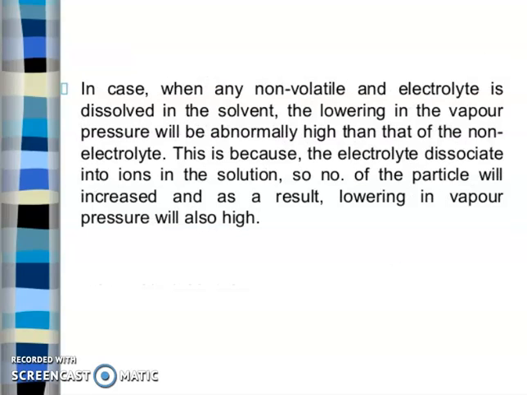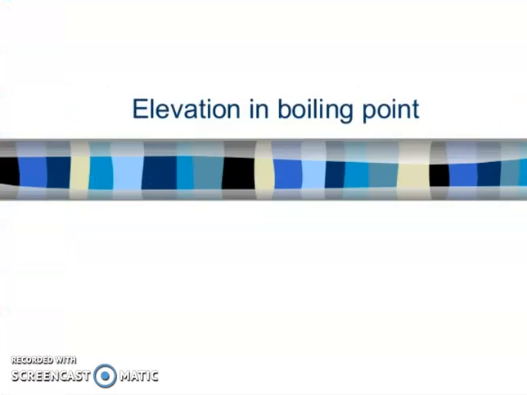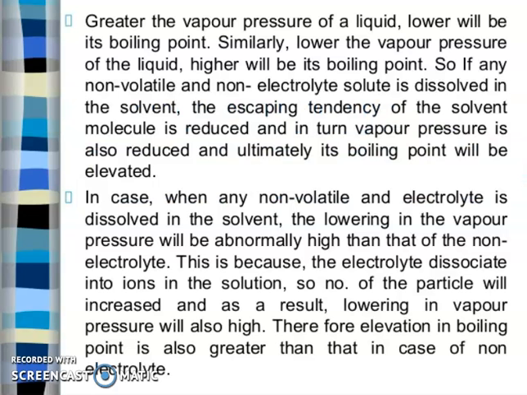My friend, when any non-volatile electrolyte is dissolved in the solvent, the lowering in vapor pressure will be abnormally high compared to that of a non-electrolyte. This is because the electrolyte dissociates into ions in the solution, so the number of particles will increase, and as a result the lowering in vapor pressure will also be high. So, elevation in boiling point.